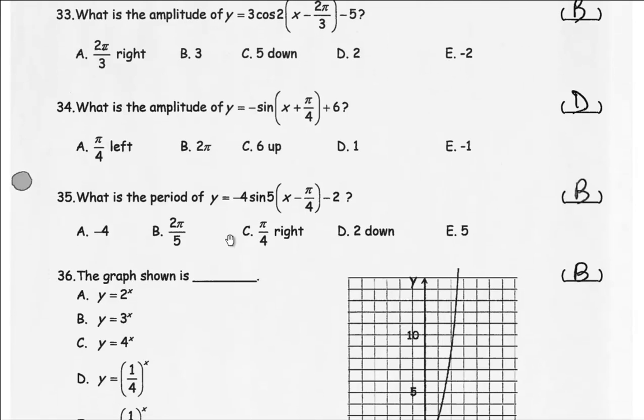To get the period for number 35 here, we would divide 2 pi by the 5. And so that's why B is the correct answer for number 35.